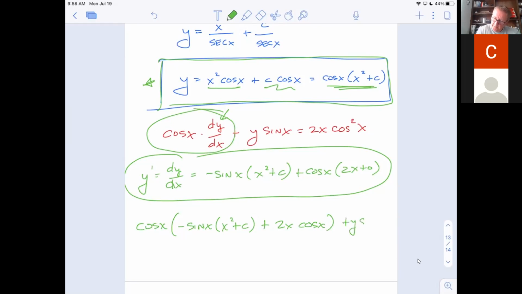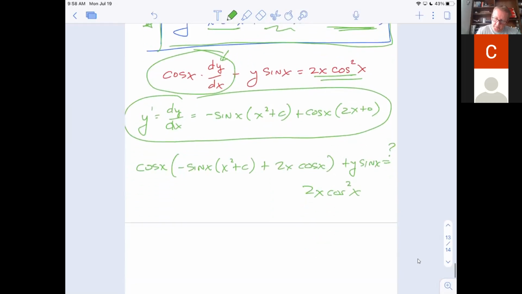And then it's plus y sine of x. And then it's question mark, is that really equal to 2x cosine squared of x? You know, I find myself thinking it's going to be a miracle if that's true, right? So that's why I put a question mark there. So then I distribute this cosine of x in. So I have negative sine of x cosine of x times x squared plus c. And then I distribute cosine of x into this and I get plus 2x cosine squared of x. That's a good sign because that's what I'm supposed to get when I'm done. Plus y sine of x. Question mark, is that equal to 2x cosine squared of x?